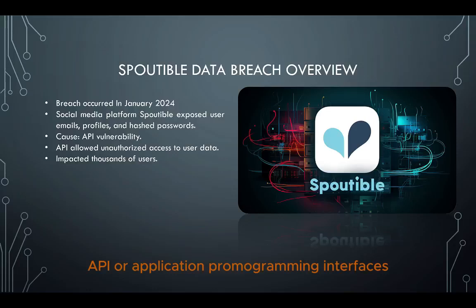APIs, or application programming interfaces, allow different software systems to communicate, but they can also be entry points for attackers if not secured properly. This breach was significant not only because of the volume of data exposed, but also because it targeted a platform specifically designed to be a safer alternative for users frustrated with other social media platforms.